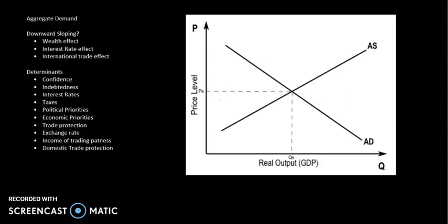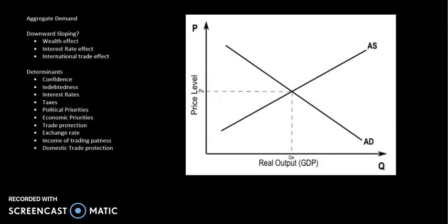Aggregate demand is one of the first things you learn in macroeconomics. Previously, we were learning microeconomics, where we were dealing with the interactions of demand and supply in individual markets. But now we're looking at the whole economy.